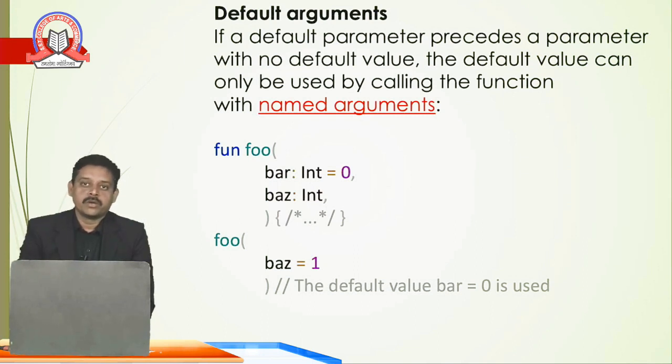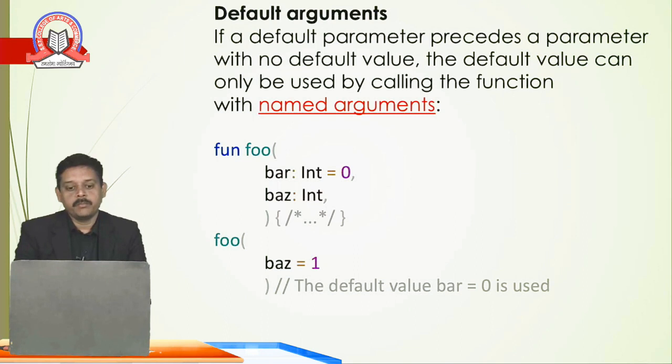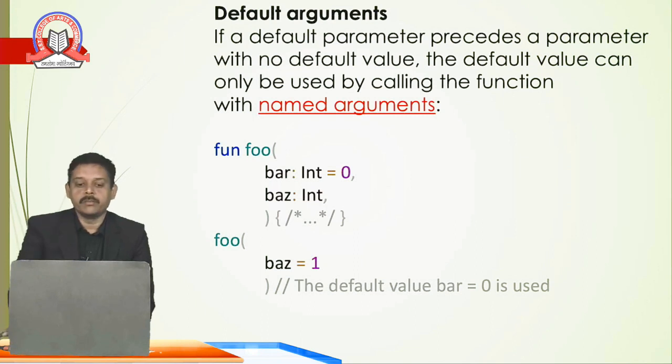For example, here we have created one function foo which contains two parameters, bar and baz. Bar has a default value, that is 0, and baz doesn't have any default value. So here we have just used baz to call. It will use by default 0 value for the bar, so no need to pass the parameter value for the bar variable.